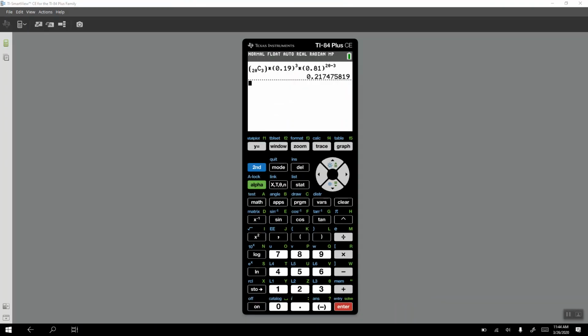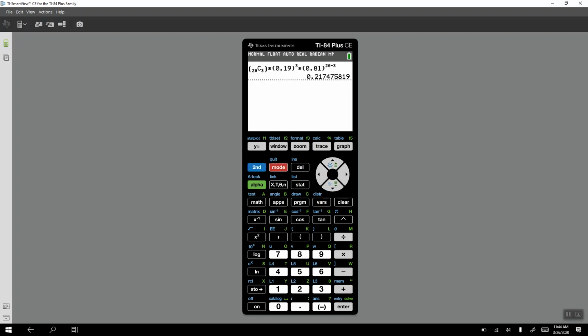All right, so here we are. Let's go find that binomial PDF. Now, the binomial PDF, the binomial distribution is exactly what it says. It is a distribution. So if you notice, under the little arrow to scroll down, there is this little blue DISTR, that stands for distribution. We need to access that.